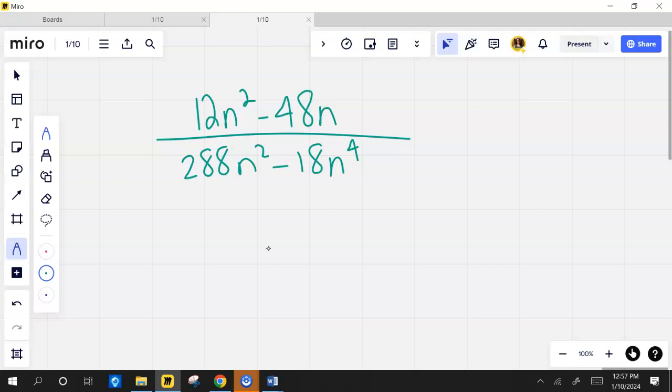We'll try to take a GCF out first. See if we can GCF it.